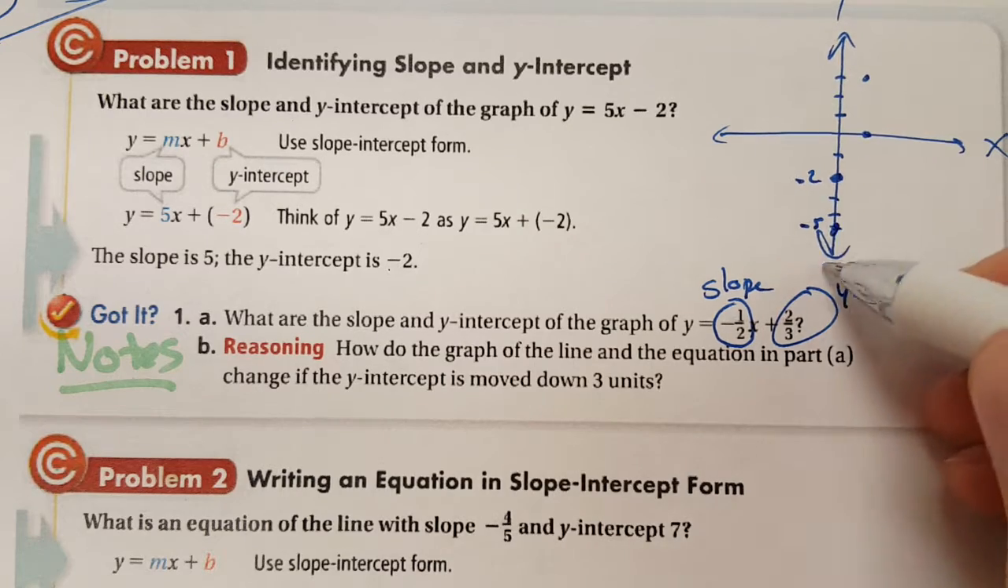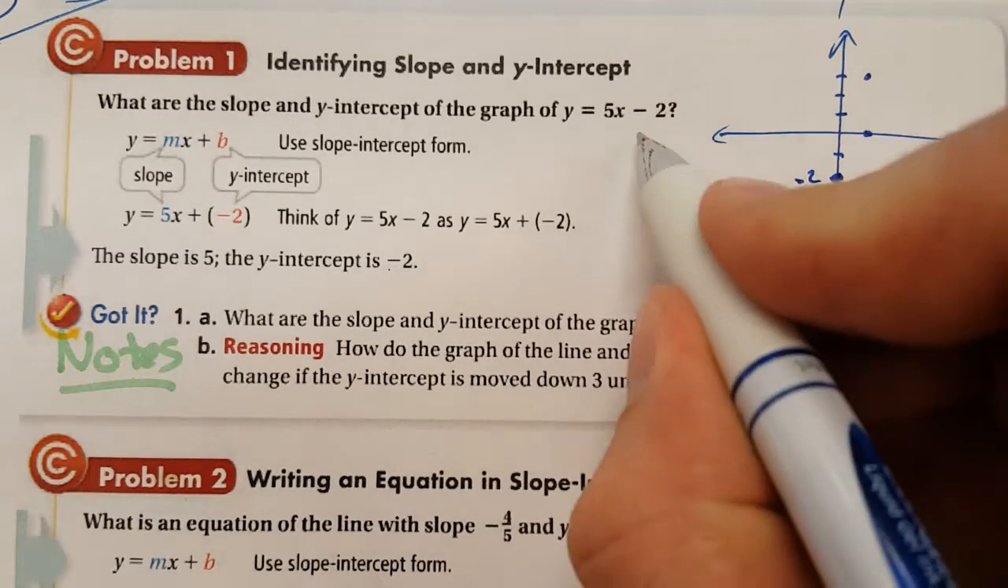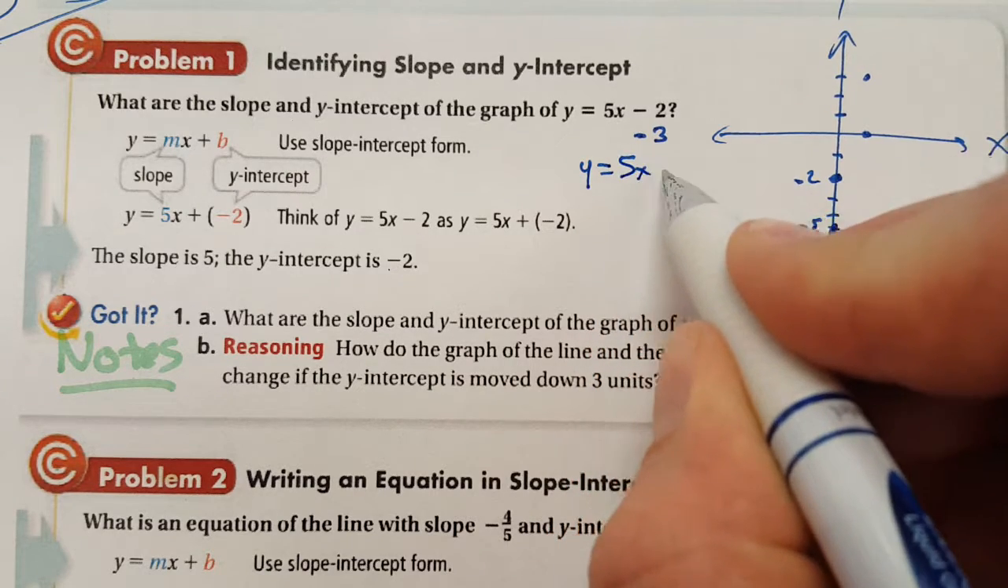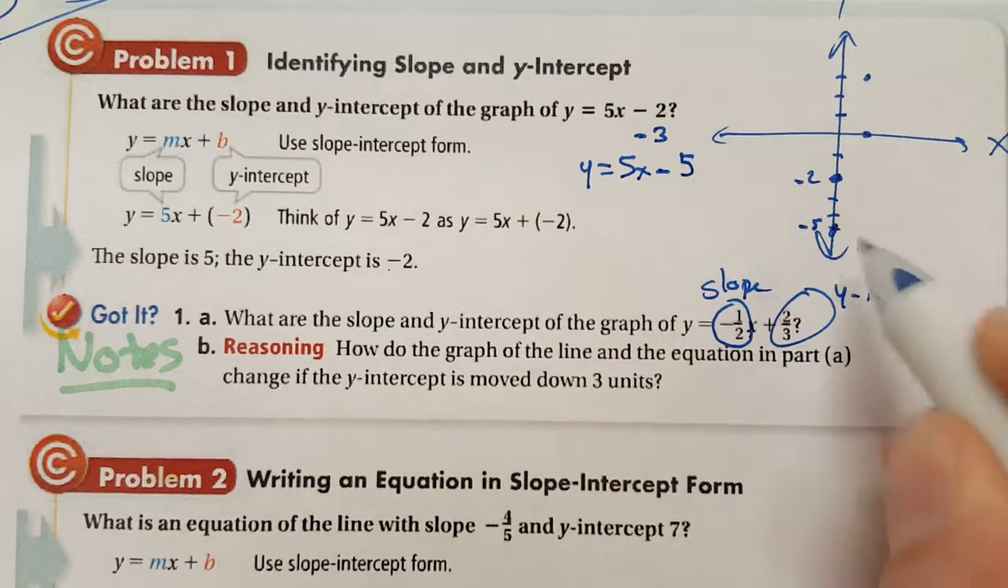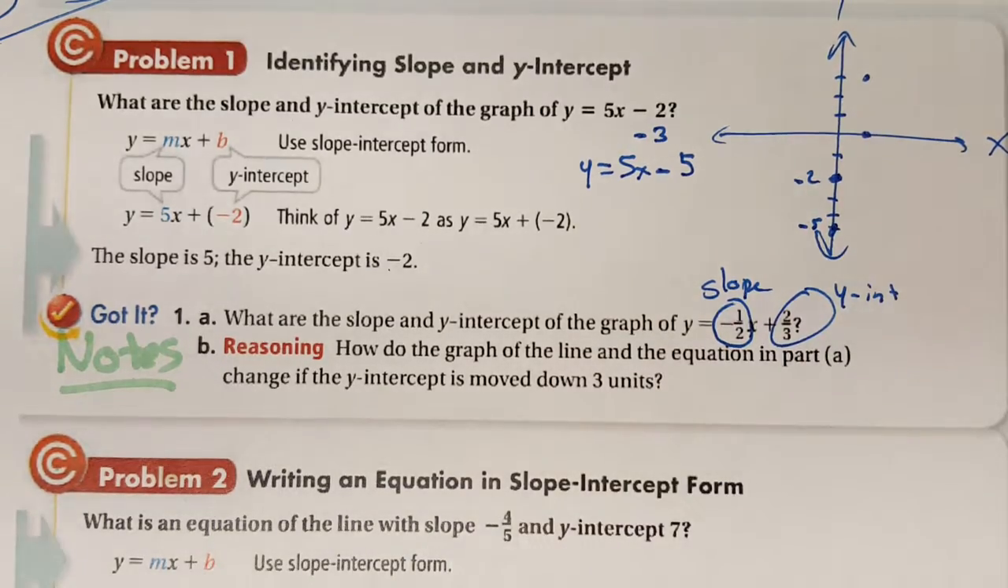So if you were to graph that line, they'd be right next to each other. They'd have the same slope because the only thing you're changing is the y-intercept. So again, down 3 units. If you did minus 3 more, you'd have y equals 5x minus 5. So again, look, minus 5, over 1, up 5. There's your next coordinate point. Okay, that's problem number 1.